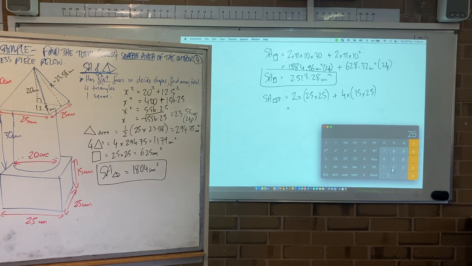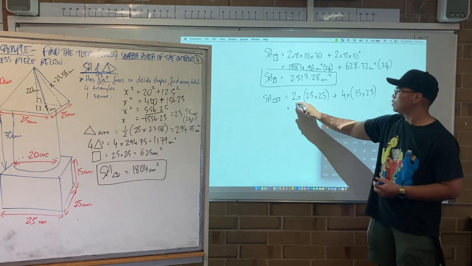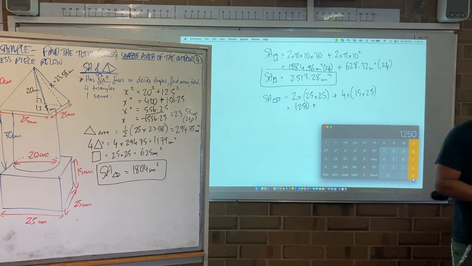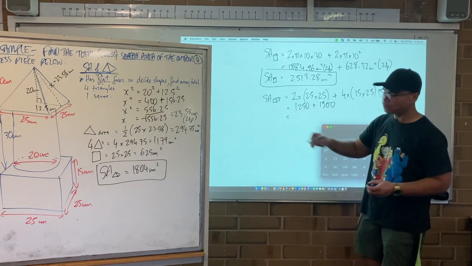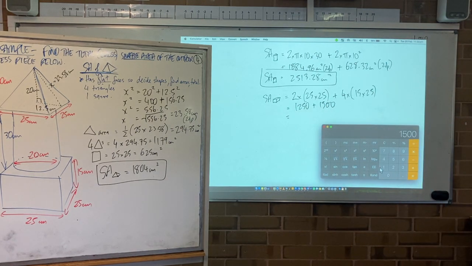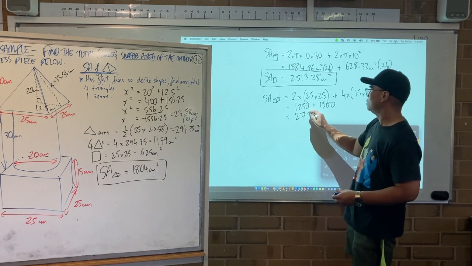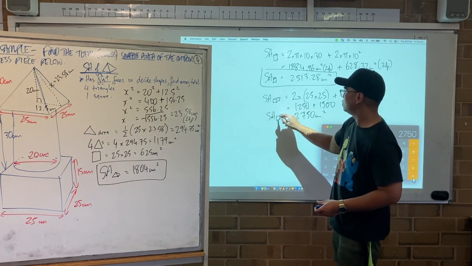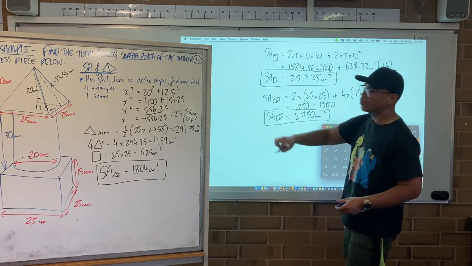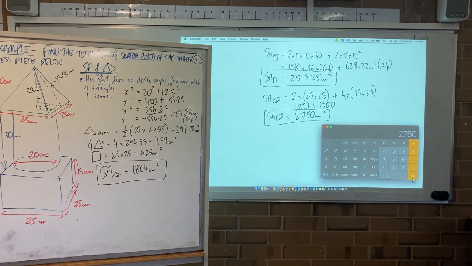25 times 25 times 2. The squares are 1250, plus 15 times 25 times 4, which is 1500, plus 1250. So that is the surface area of the rectangular prism.